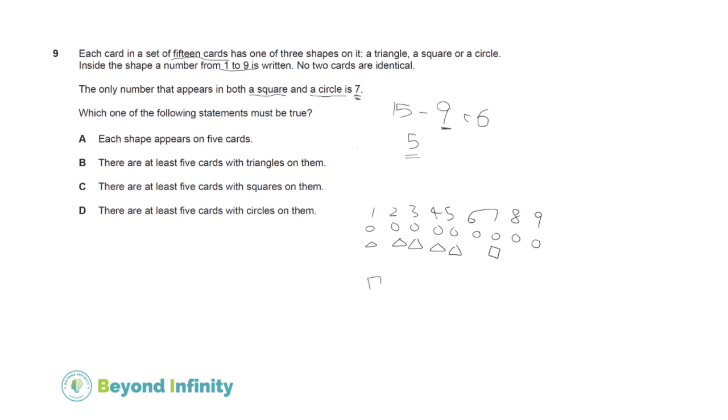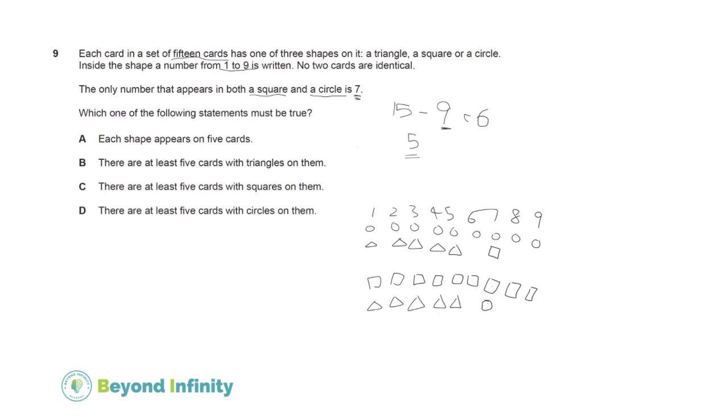Similarly, if all of these are in fact squares, we can say the same thing. If all of these are squares, and we know that 7 is the only one that has both square and circle, then the rest can't be circle. The rest must also be triangles.